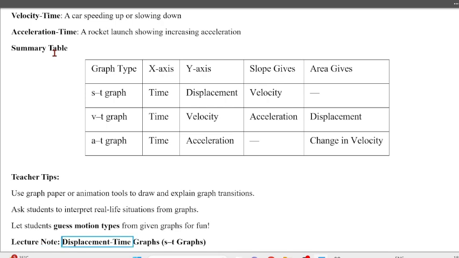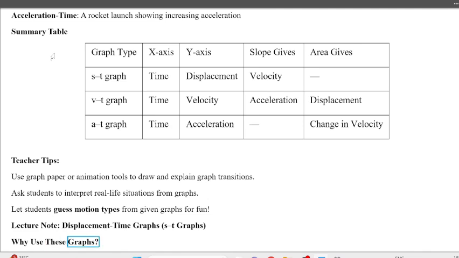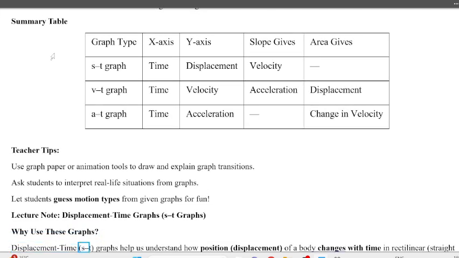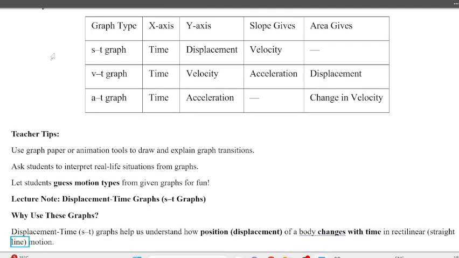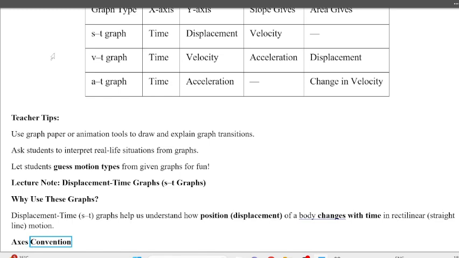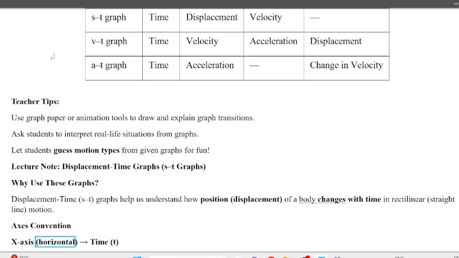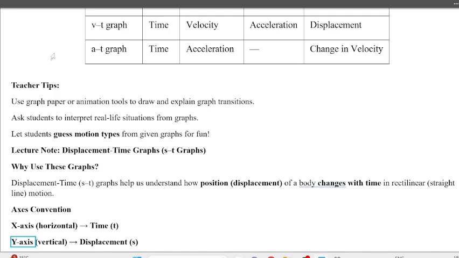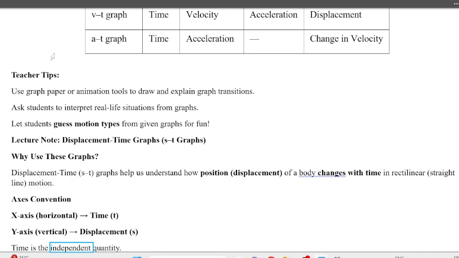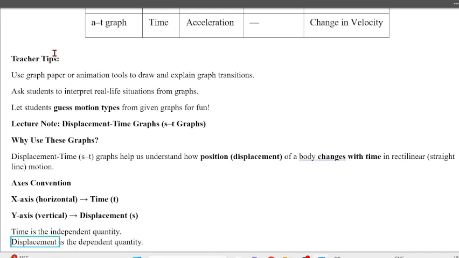Lecture note: displacement-time graphs, s-t graphs. Why use these graphs? Displacement-time s-t graphs help us understand how position, displacement, of a body changes with time in rectilinear, straight line motion. Axis convention: x-axis, horizontal, time t; y-axis, vertical, displacement s. Time is the independent quantity. Displacement is the dependent quantity.